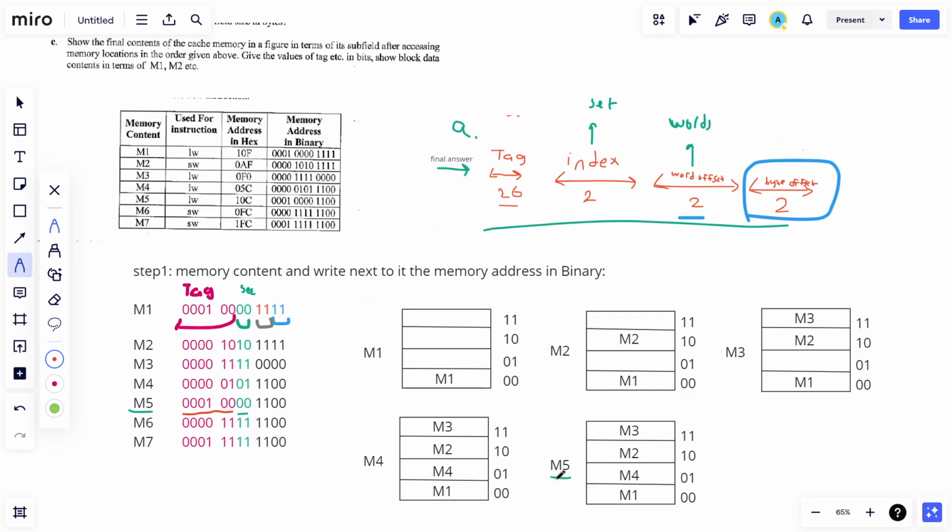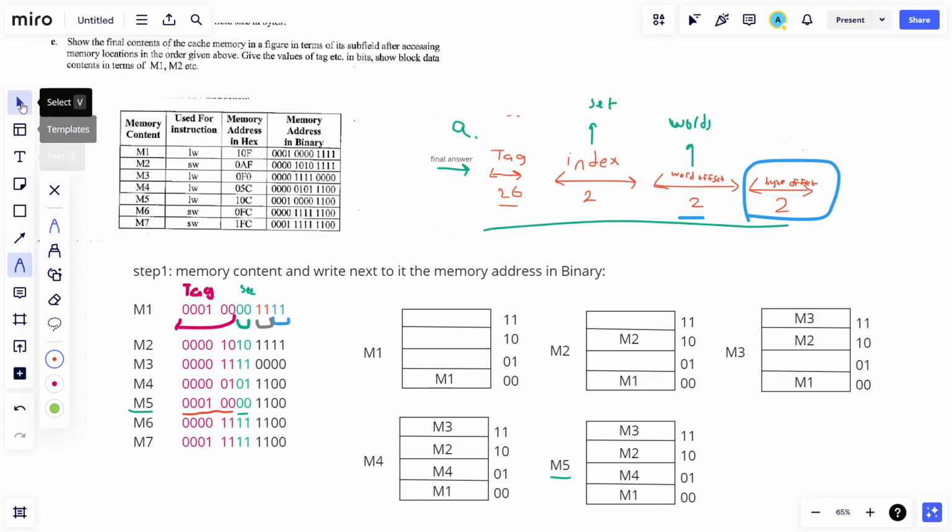So basically, we want to put M5 in set 0 0. So we look at its tag. Its tag is 0 0 0 1 0 0. Now we see M1 because it's in set 0 0, and we check its tag. If they have the same tag, which is 000100, and they actually do, all we have to do is put M5 inside. If they don't have the same tag, then a conflict miss will happen or a compulsory miss. I'm going to explain when each of them happens.